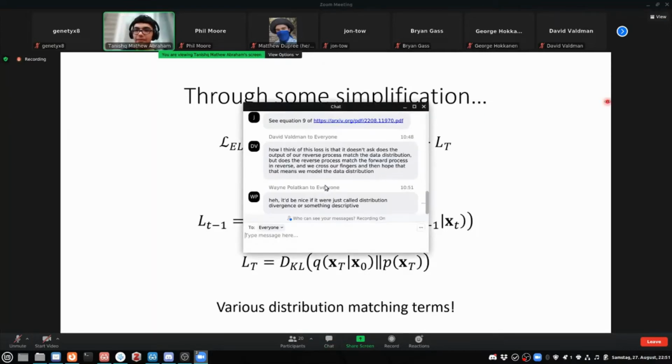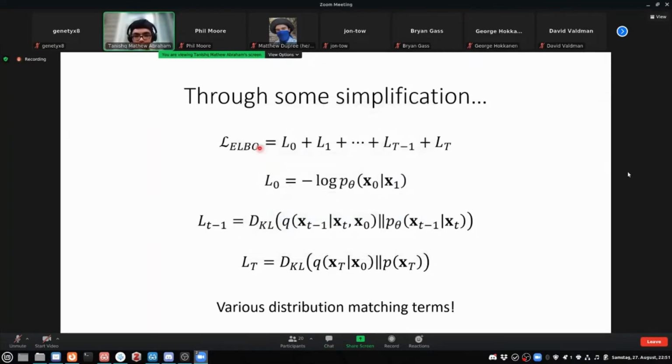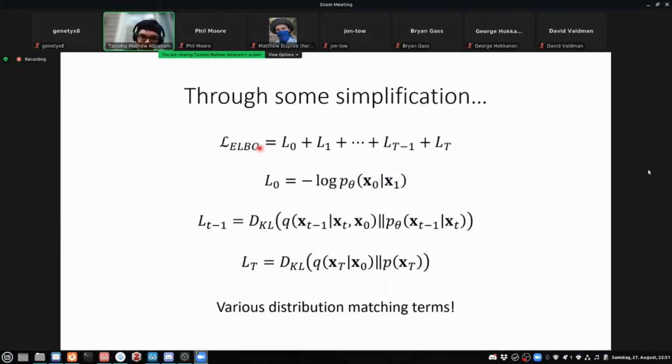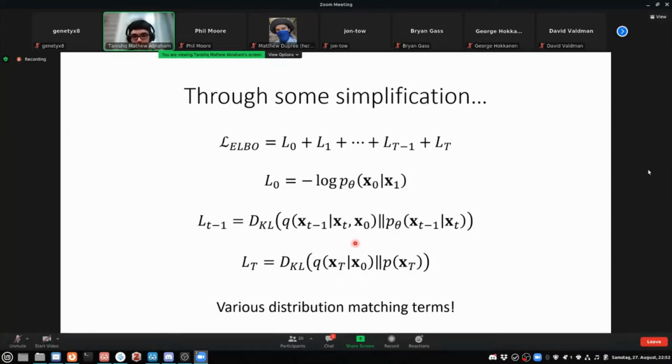Anyway, we have these loss terms that we can simplify with some math. I'm not going to go too much into it, but I have a slide on that if you want to see it later. Basically, we have KL divergence terms, and we can simplify those further. We have these three terms: L0, then L_{t-1}, which is for any t minus 1 step. There will be multiple of these terms, one for each time step, but they are all of the same form. And then we have L_T.